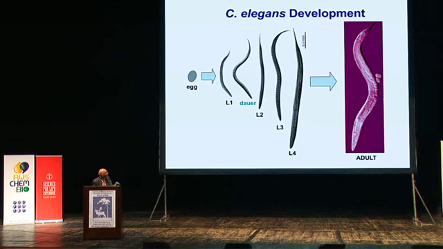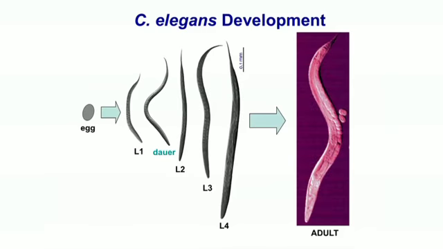Next slide, please. So this is the nematode C. elegans. It's a free-living, soil-dwelling nematode that at its adult size on the right is 1 millimeter in length. It starts life as an egg and goes through 4 larval stages, L1, L2, L3, L4, before it finally makes the cover of Science magazine as an adult.